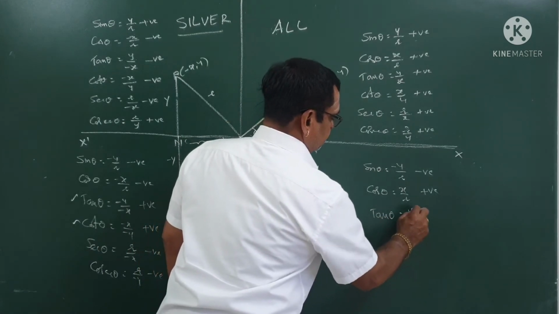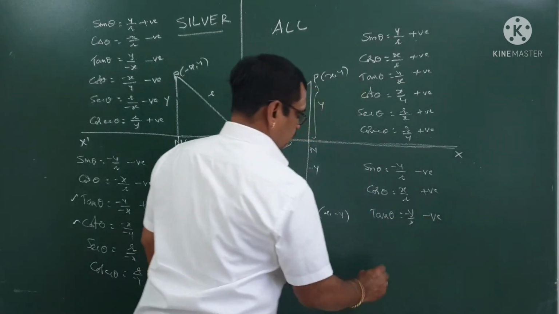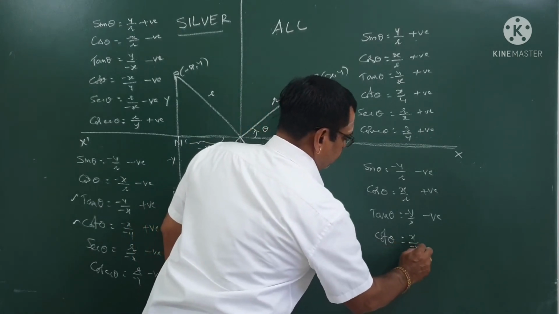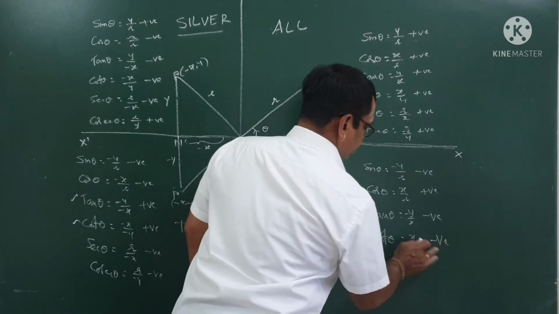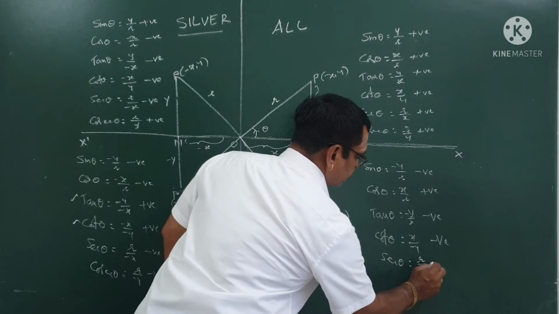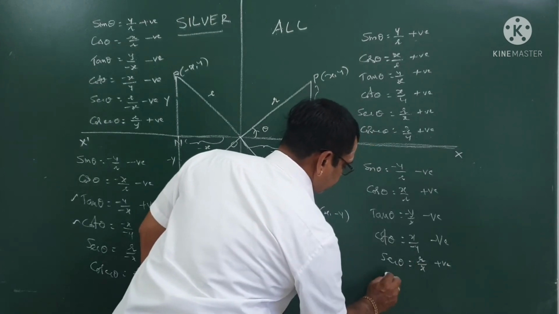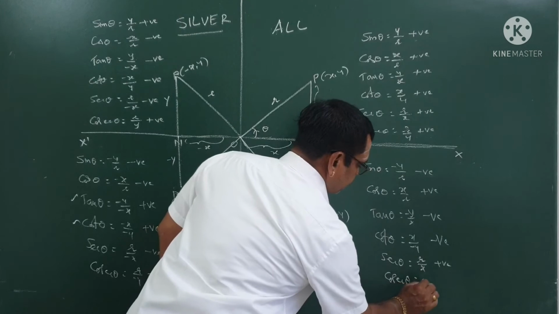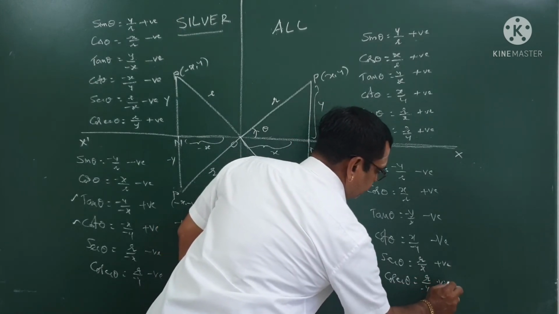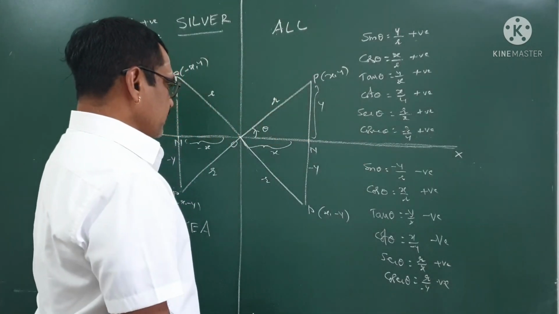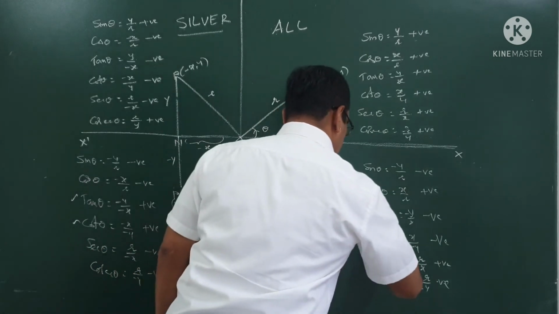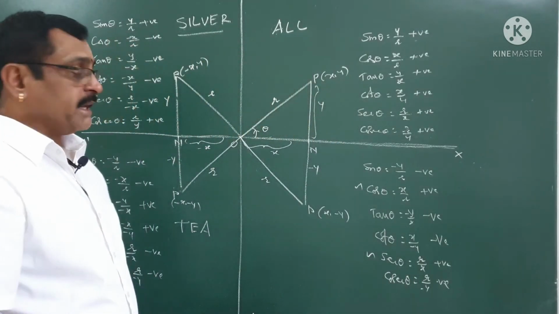Tan theta, minus y by x, is negative. Cot theta, x by minus y, is negative. Secant theta, r by x, positive. Cosecant theta, r by minus y, is negative. That means in the fourth quadrant, cos and its reciprocal are positive, remaining all are negative.